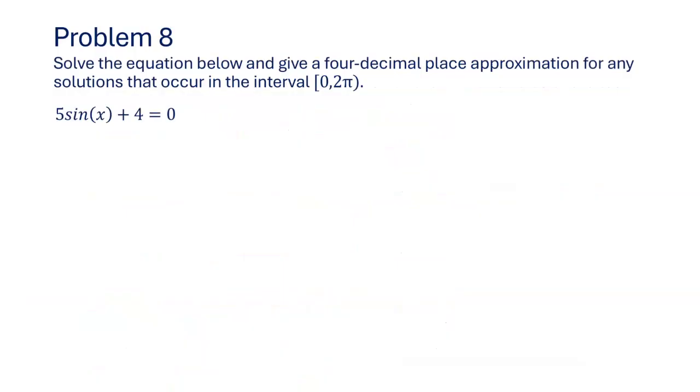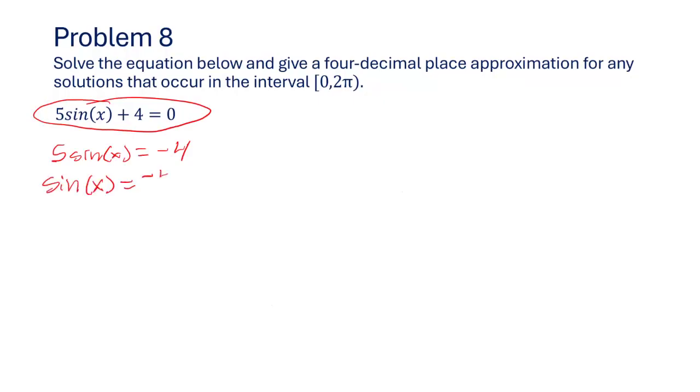Okay, this one is a little different. So we want to find a 4 decimal place approximation for any solutions to this equation. Okay, so first as in algebra, we want to get our x by itself. So I'm going to subtract 4 from both sides. So 5 sine x equals minus 4. Okay, now I'm going to divide both by 5 to get sine of x equals negative 4/5. We want to remember that sine is negative, because that will help us later.